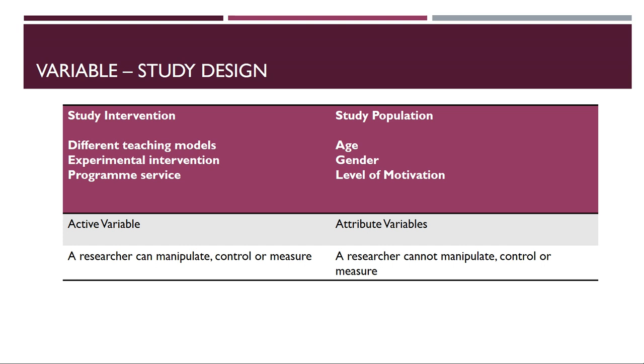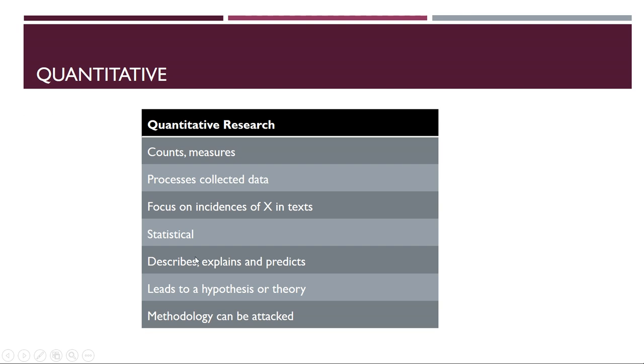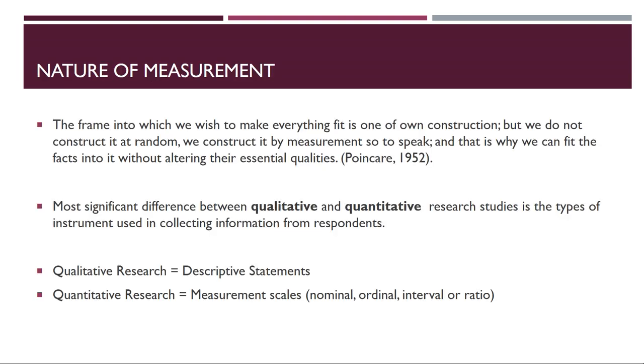For example, study intervention: different teaching models, experimental intervention, program service, and so on. So the attribute variables are beyond the control of a researcher, and this is within the control of a researcher. So these are the aspects of quantitative research that require you to formulate concepts, come up with concepts, and then convert them into variables so that you can test them, measure them, and then later test your hypothesis.